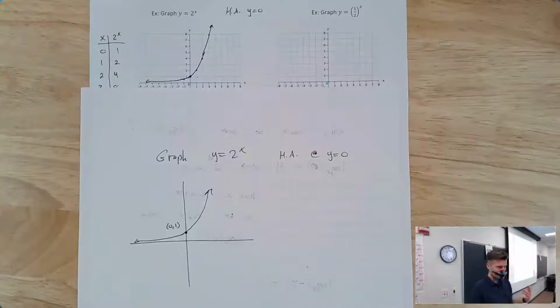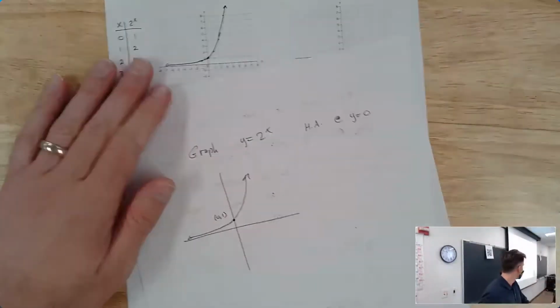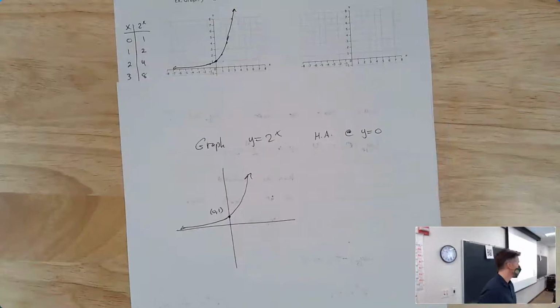And hopefully I'm making it relatively clear that I'm not asking you for tons of detail with the graphs, right? I want you to get the right shape, the right transformations, but it doesn't have to be every single little point. It shouldn't be. That's not a great use of your time. Question?